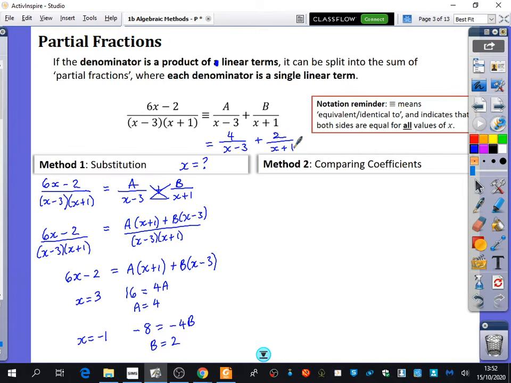Okay? So that's one of the methods with substitution. I'm going to try a different method now, which is comparing coefficients. It's going to give us the same answer that we have at the end. Now, we've done comparing coefficients before.